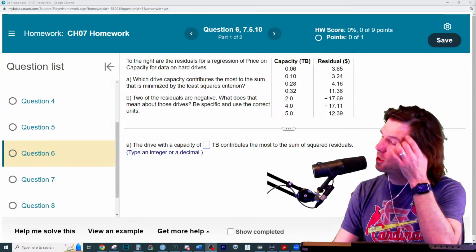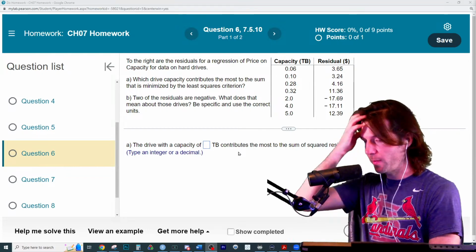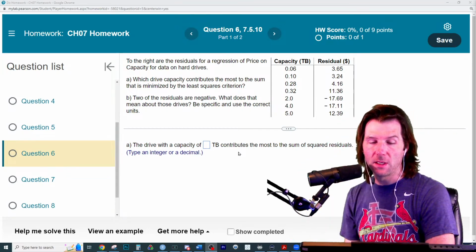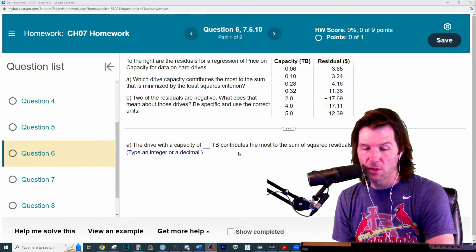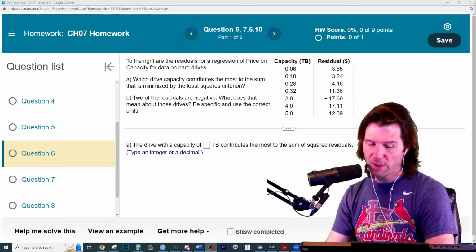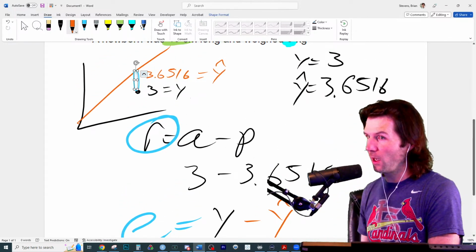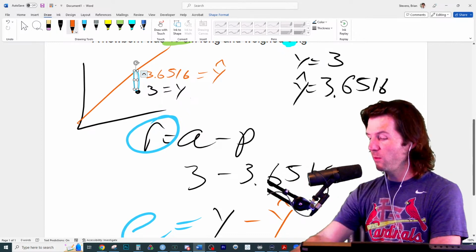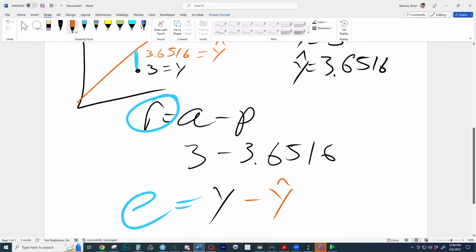Okay. Let's say right here, to the right are the residuals, showing us how much we miss by, of the price on capacity for hard drives. Which drive capacity contributes the most to the sums of the minimized squared error? So residuals are errors. A residual is how much you miss by. When you think about a residual, it's how much the point is above or below the line. So that residual right here is negative 0.6516. This is a different problem, but the actual, which is y, where the point is at, minus the predicted, which is the line, is the residual. Residual equals actual minus predicted.